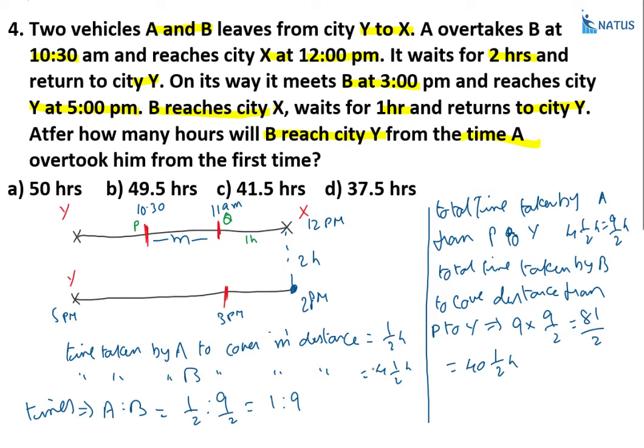And next, how much time does B take to rest? That is equal to 1 hour. Now you will add 1 to this number. So that is equal to 40.5 plus 1, that is equal to 41.5 hours. What is the answer? Option C is the correct answer.